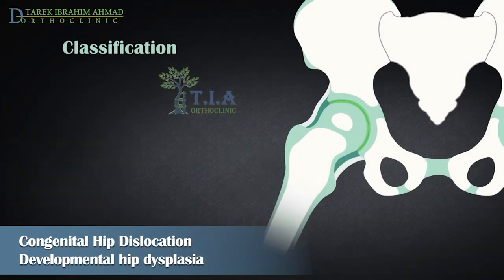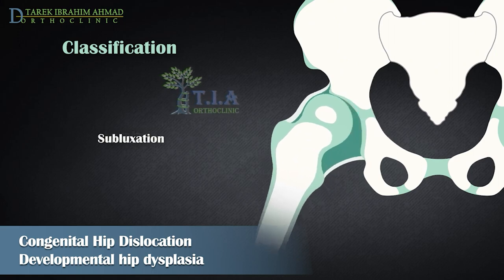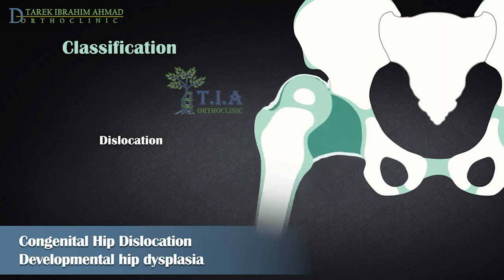The severity may vary from mere dysplasia, where the acetabular cavity is shallow but the femoral head is within it, to subluxation, where the femoral head is dislocated from its normal anatomical position but still maintains some contact with the acetabular cavity, to dislocation, where there is no contact between the femoral head and the acetabular cavity.